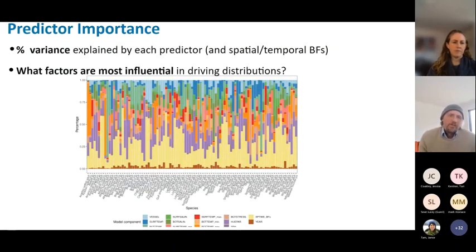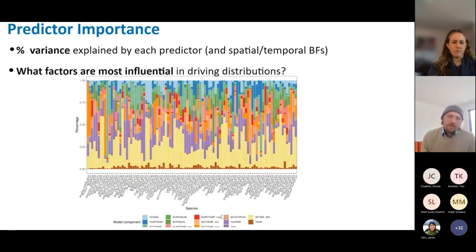Another thing we get out of this is how much variance is explained by each environmental predictor, as well as the spatial and temporal basis functions. So this is a slew of species. Each color represents a different predictor variable, and each of the columns is a different species. And again, this gets at what the factors are that are most influential in driving each species distribution. You can also look at this across species as well. Next slide, please.